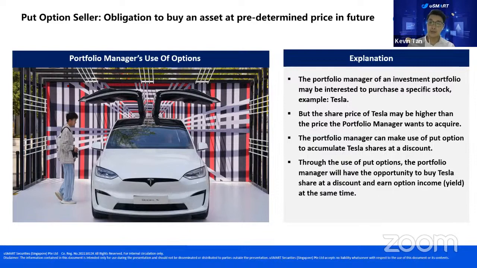One of the things you could do to reduce your risk when you buy Tesla shares is to use put options, because you can sell a put option on Tesla shares at $200. If Tesla shares fell to $200 or below, you will have an opportunity to buy Tesla at $200. While waiting for this opportunity, you will earn the option premium, or option income. So it is a way to generate income while waiting for shares to come down, so that you can buy the shares at a discount.